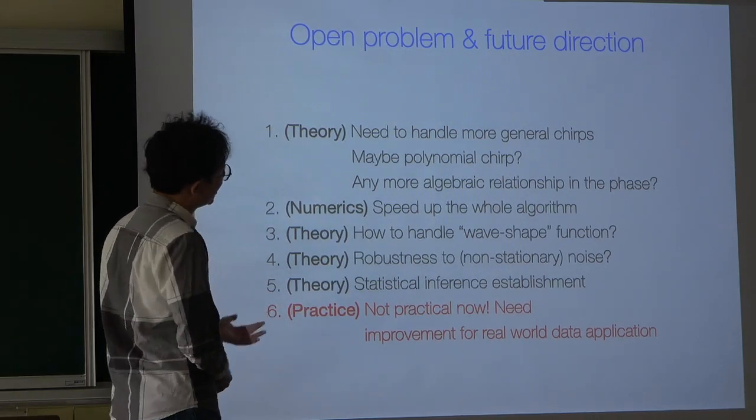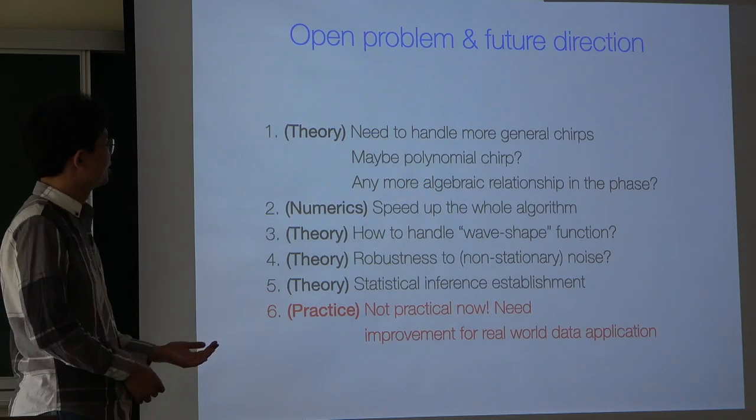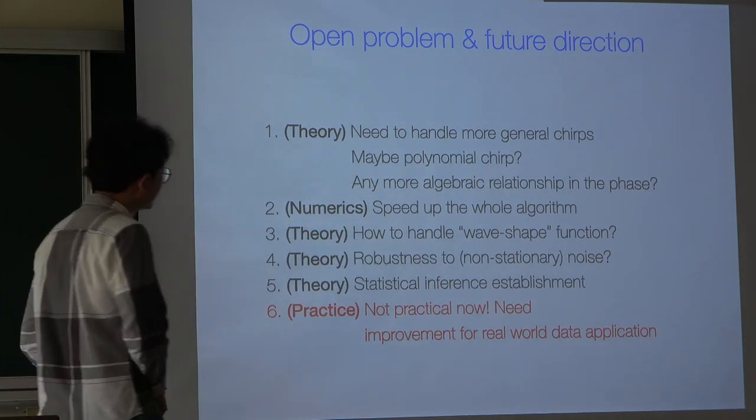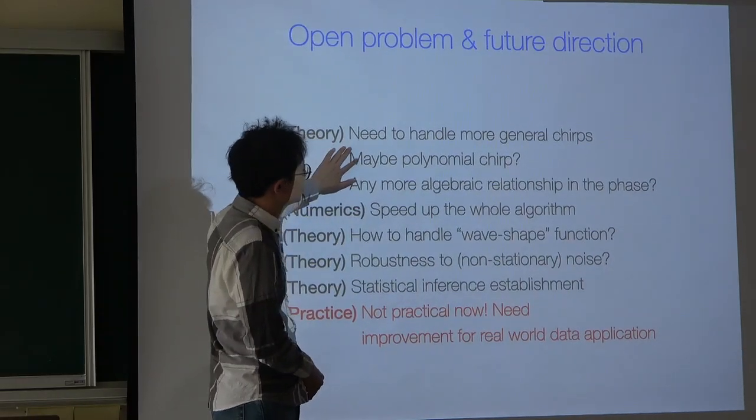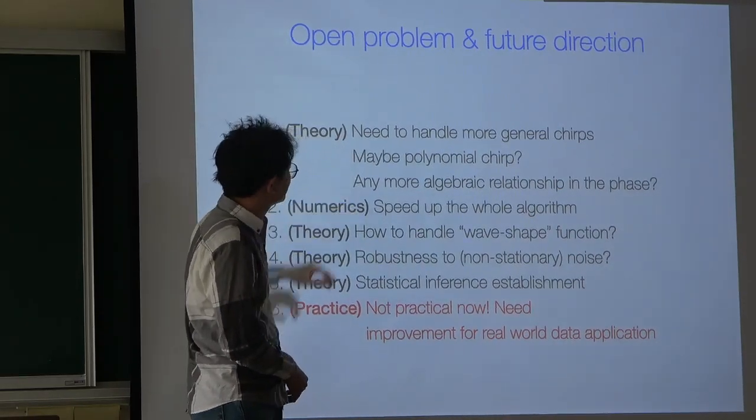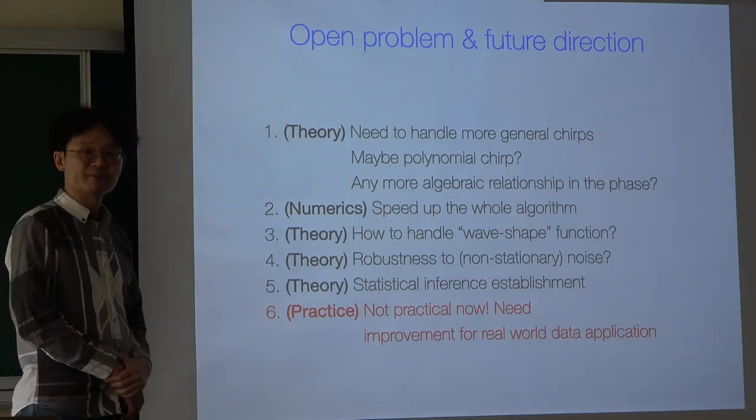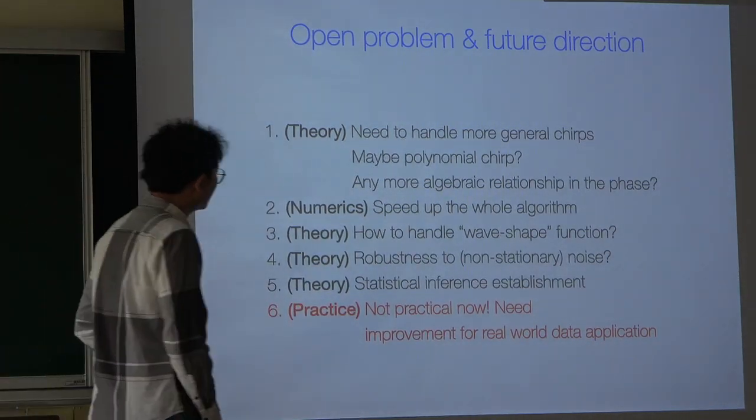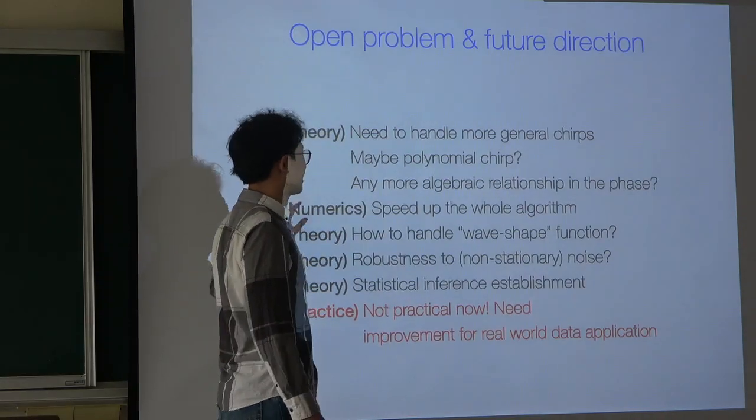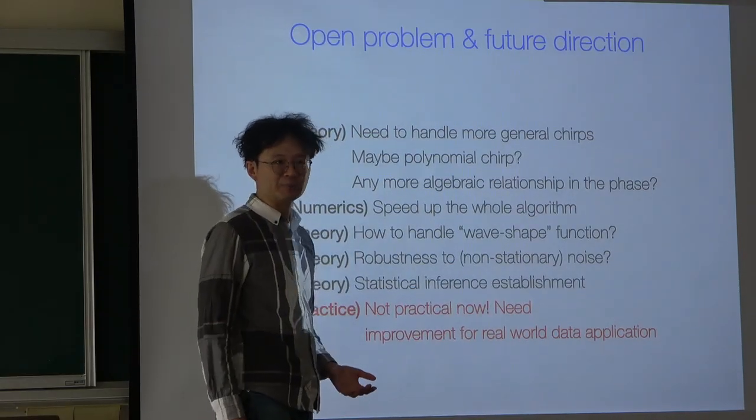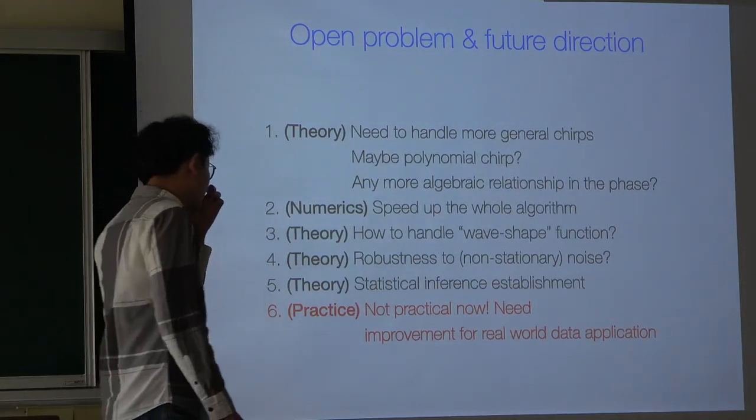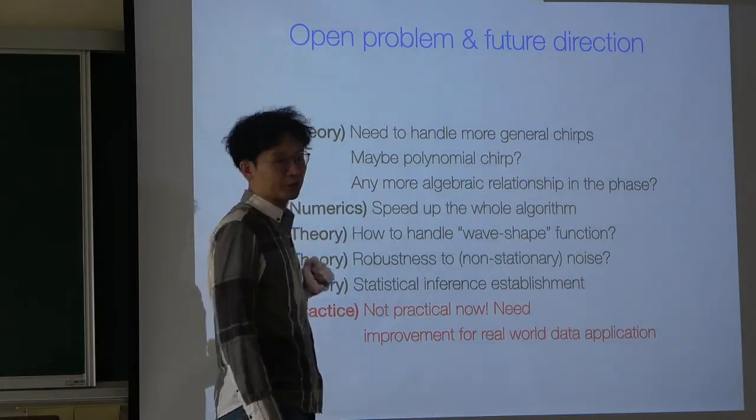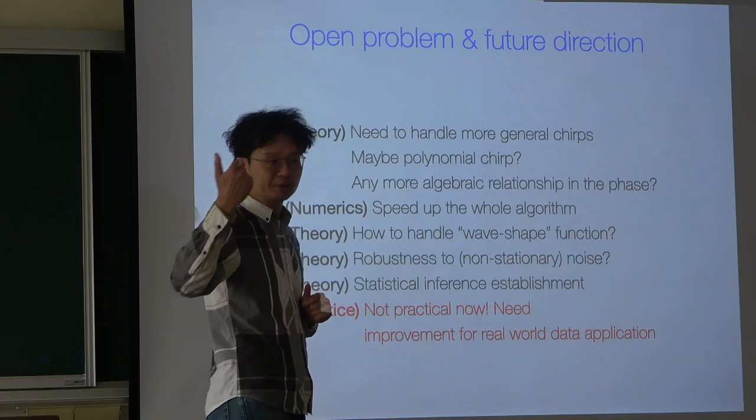For example, how to handle more general chirps, maybe polynomial chirps. Yes, I will show you a very recent piece of literature that was published last week. Are there any more algebraic relationships in the phase, which we don't know? How to speed up the algorithm? The algorithm right now is very slow because, as you can see, you have to handle a 3-dimensional space. How to handle wave shape functions when the oscillation is not sinusoidal? How to do it?